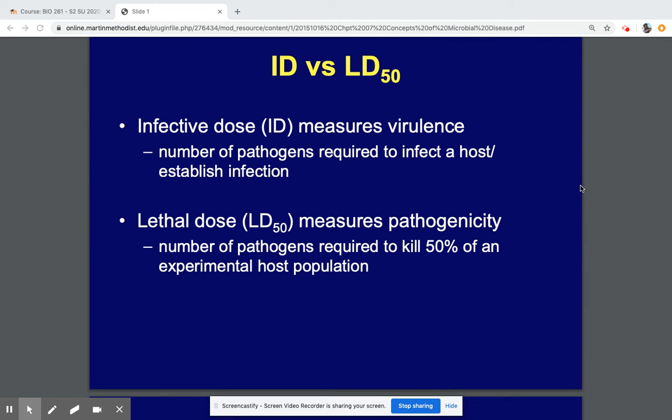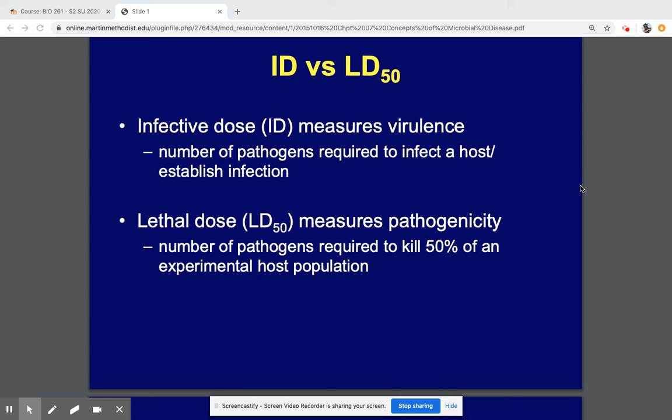What is the difference between an infective dose and a lethal dose? An infective dose is pretty much the cause of the specific disease: the number of pathogens that is first required to show signs of infection. So that specific number is your infective dose.